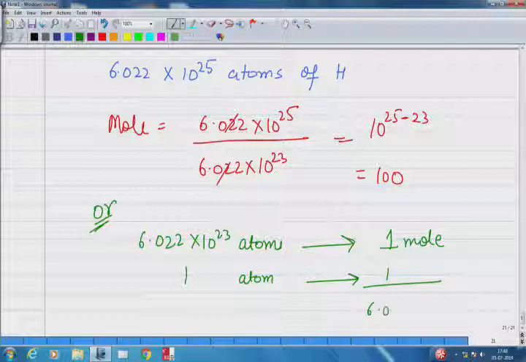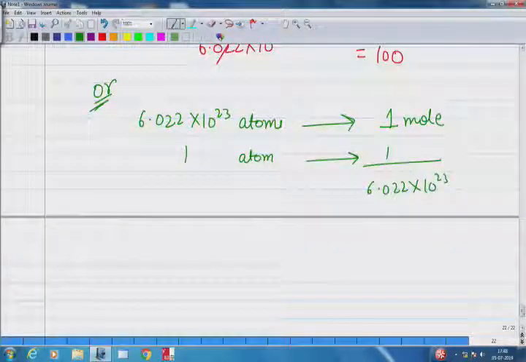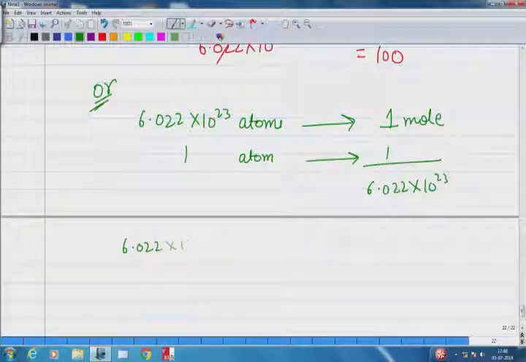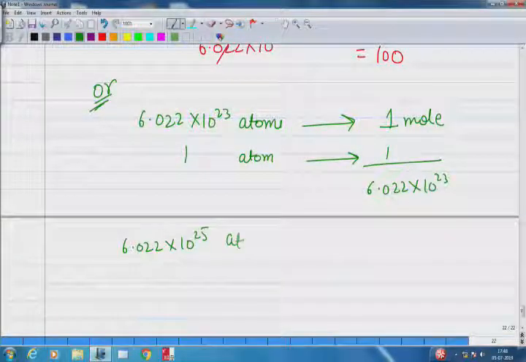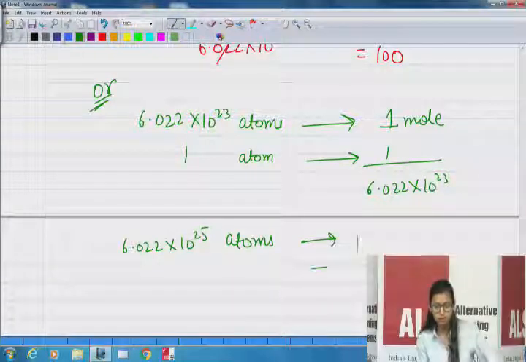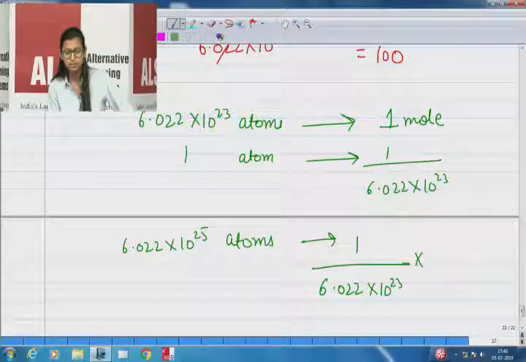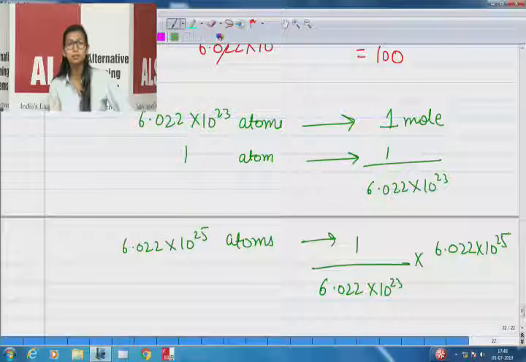You know that you will be dividing it. 1 divided by 6.022 into 10 to the power 23. If 1 atom is this much mole, then for 6.022 into 10 to the power 25 atoms, how many moles? You will multiply this time, okay? So 6.022 into 10 to the power 23, multiplied by. Basically we are getting the formula again, okay? So this is the other thing. This is a simple unitary method.